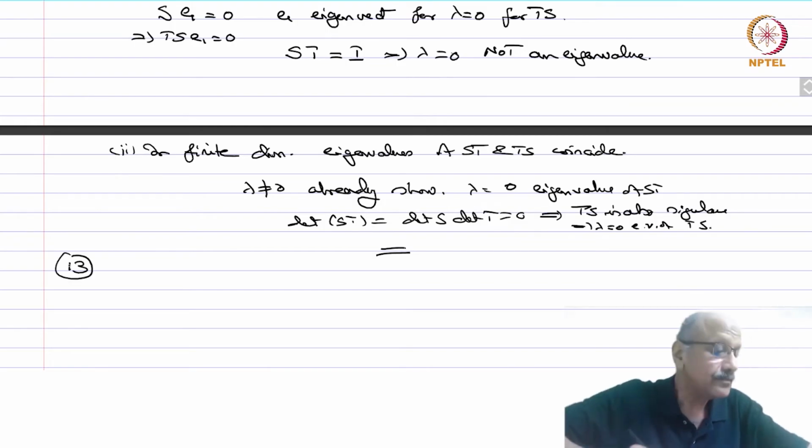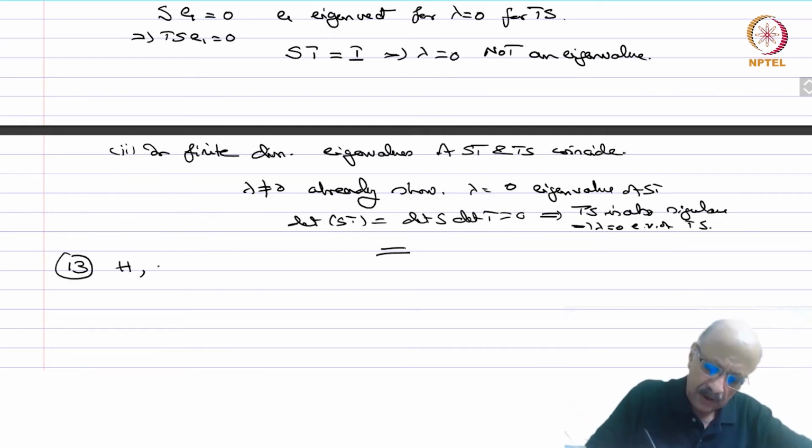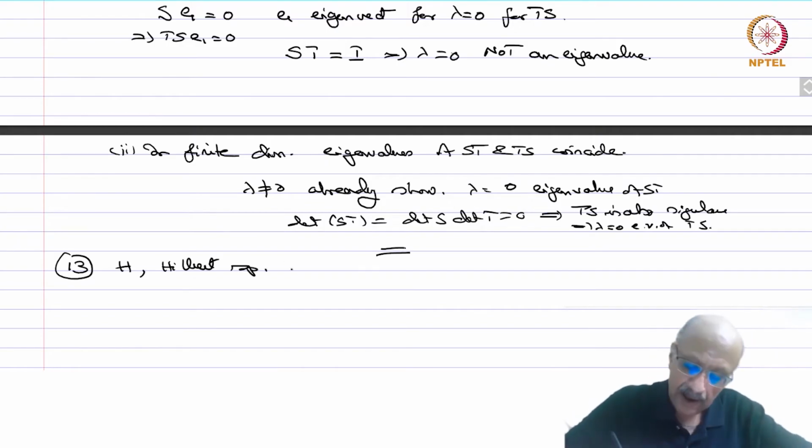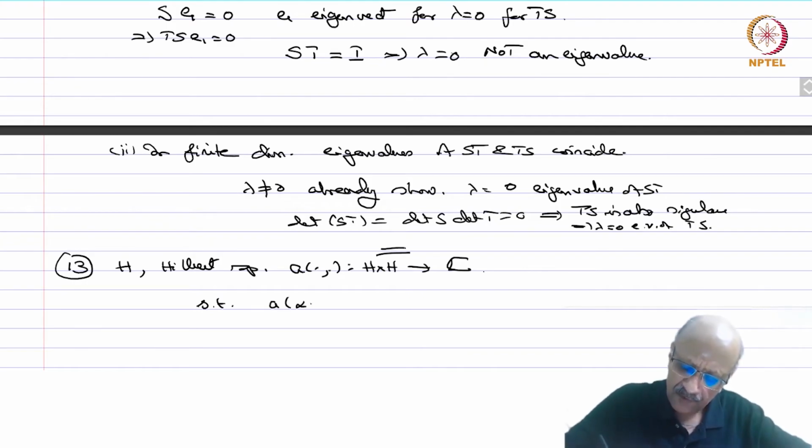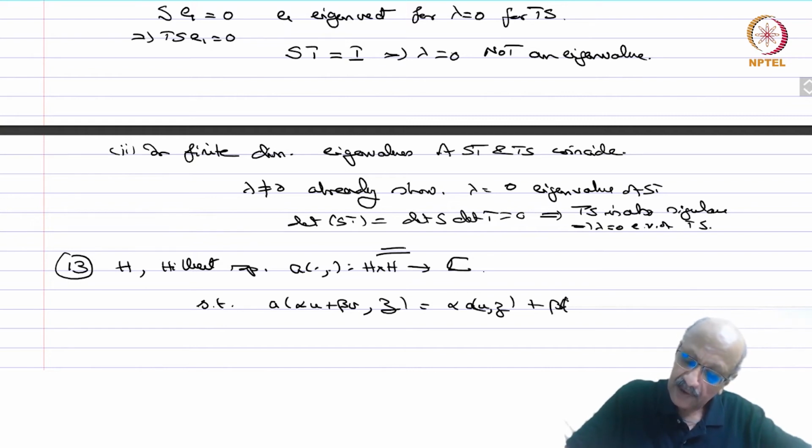Okay, 13. H a Hilbert space, okay, A from H cross H to C, such that A of (alpha u plus beta v, z) equals alpha A(u, z) plus beta A(v, z). That is, linear in the first variable. And then A(u, v) equals the conjugate of A(v, u).